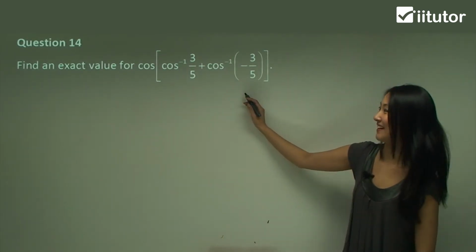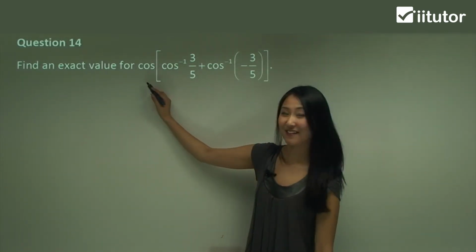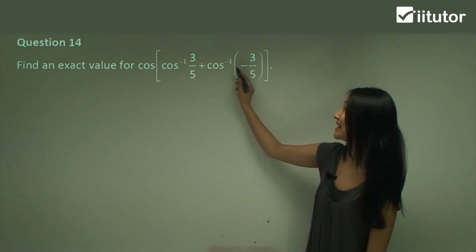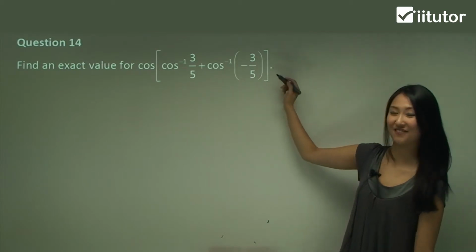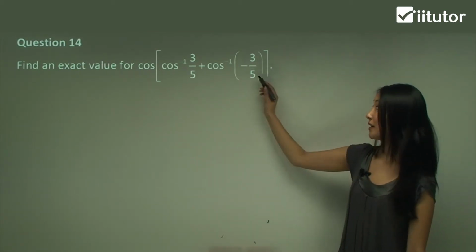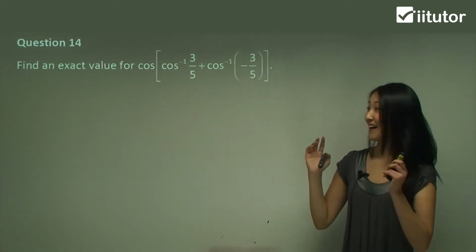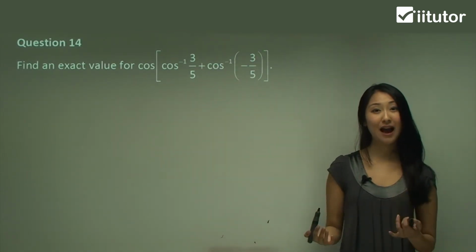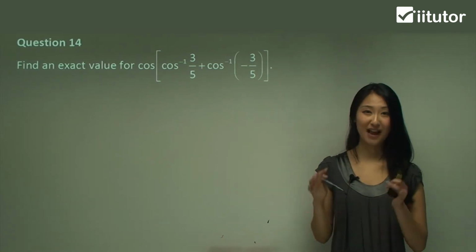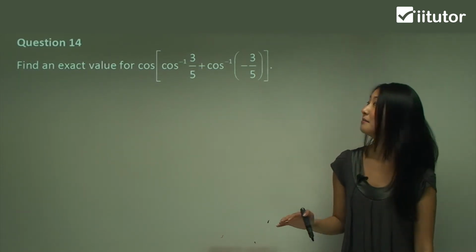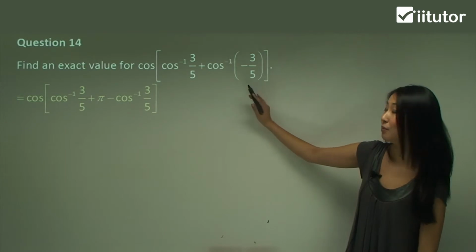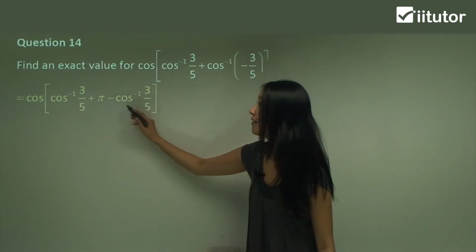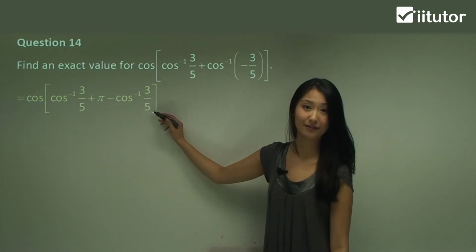Okay, what about this one now? We want to find the exact value of cosine, inverse cosine 3 on 5 plus inverse cosine negative 3 on 5. Now, I want to take that negative out, but I'm going to get very angry if you just take the negative out, because remember how I said inverse cosine was the one we had to be really careful of, because when you get rid of that negative, this becomes pi minus inverse cosine 3 on 5.